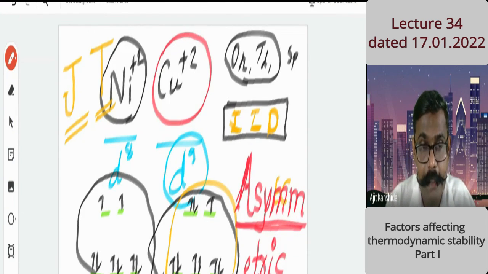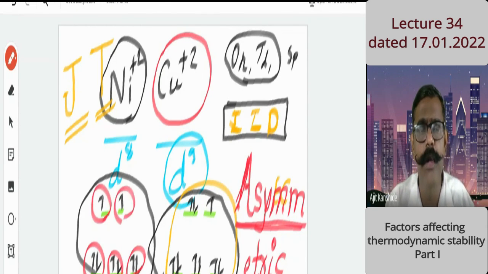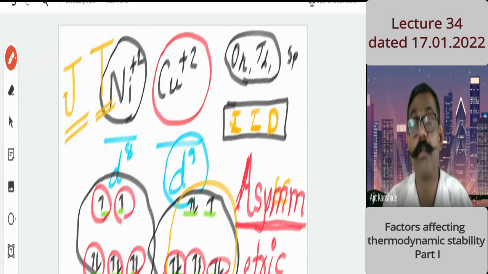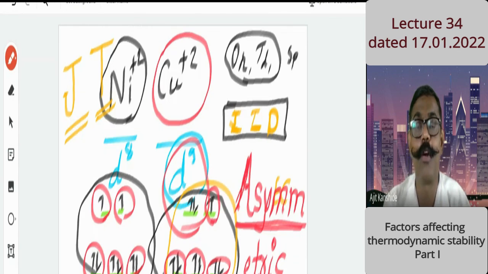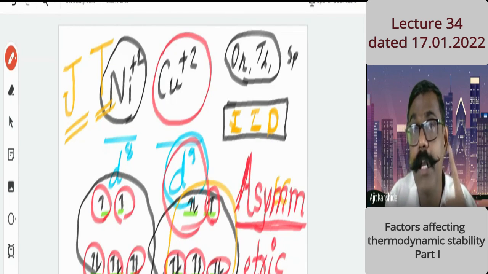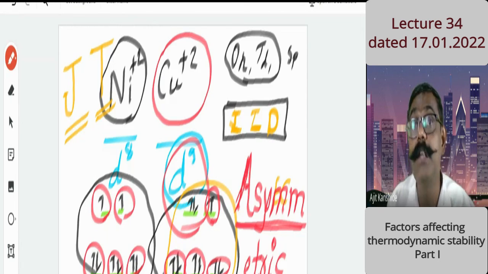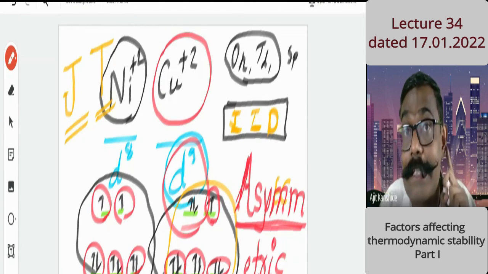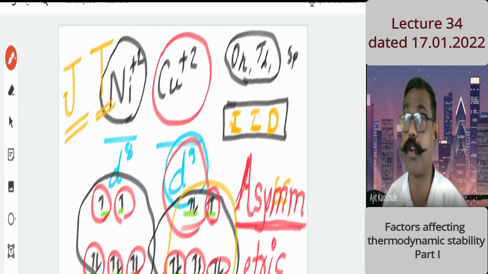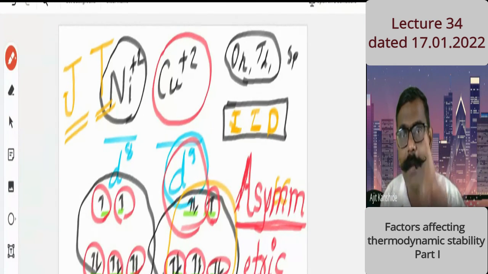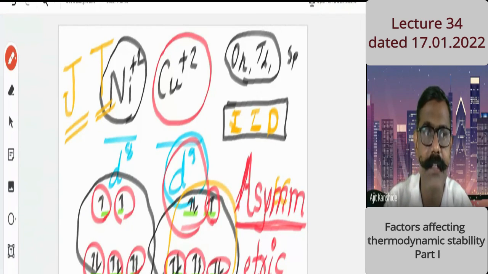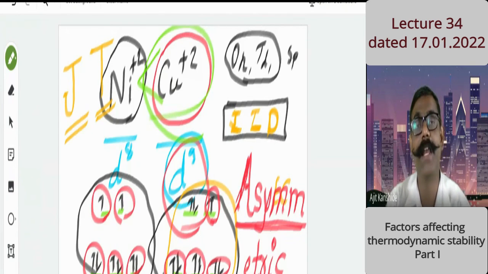See here, in T2g, 2 electrons, 2 electrons, 2 electrons: symmetric. In eg, 1 electron, 1 electron: symmetric. But in case of eg, here 2 electrons are there and only 1 electron, so it is asymmetric. Because of asymmetric electronic configuration, in order to gain symmetry, the complex will undergo distortion. Because of the distortion, the splitting parameter increases, and because of the increasing splitting parameter, stability increases. And that's the reason why Cu+2 is more stable than Ni+2.